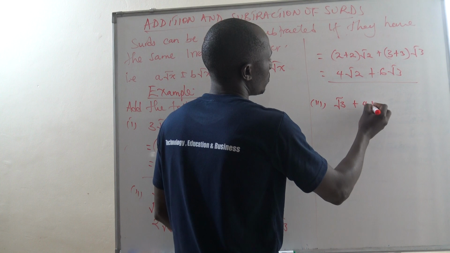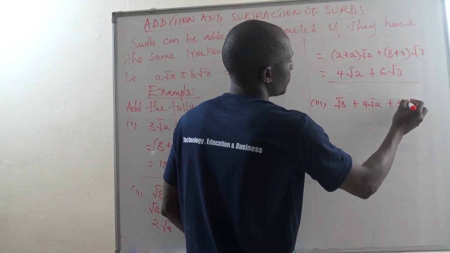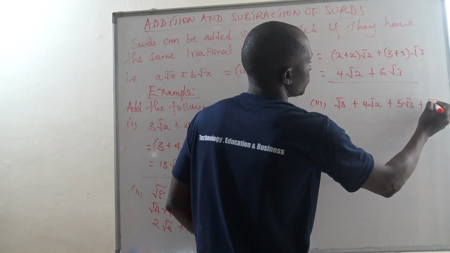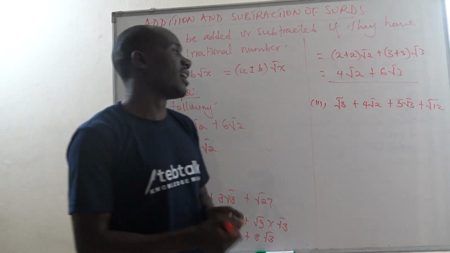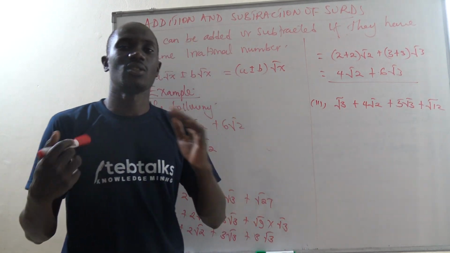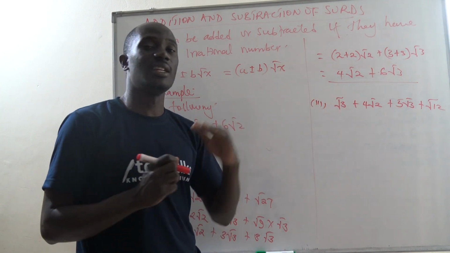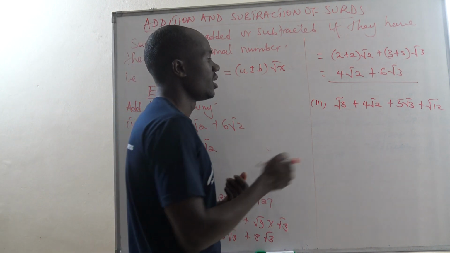Then another one, you can say root 3 plus 4 root 2 plus 5 root 3 plus root 12. So what we're going to do is this. Still, when you find a bigger number, first simplify it to its simplest form. Reduce it to its simplest form. Then at the end, you add the corresponding irrational numbers.